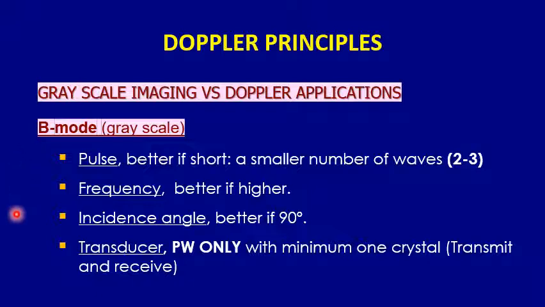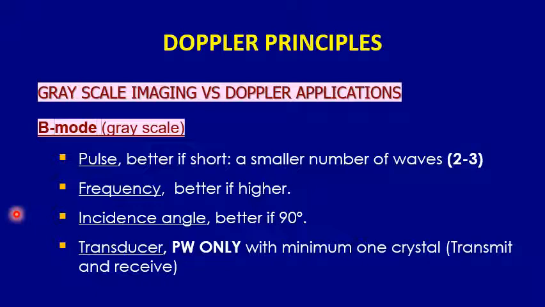The third point is about the incident angle. What is the best angle in B mode? Usually it is a 90-degree angle, because this assures that the reflections will go straight to the transducer, since the reflection will have a 90-degree angle as well. So they will go straight to the transducer, and I will get a better viewing and better visualization of the tissues.